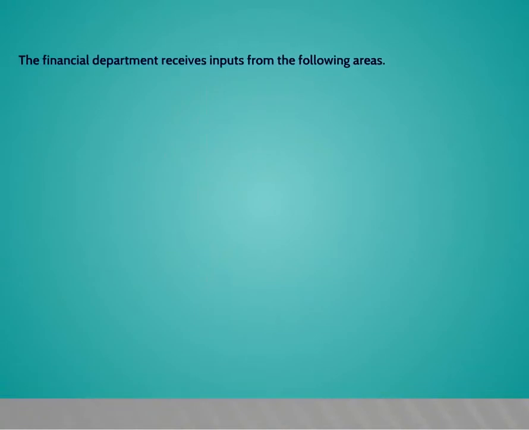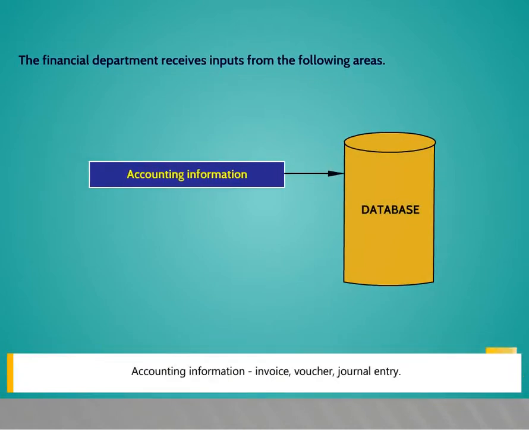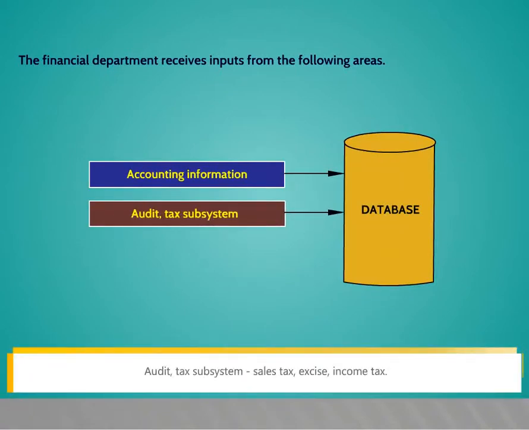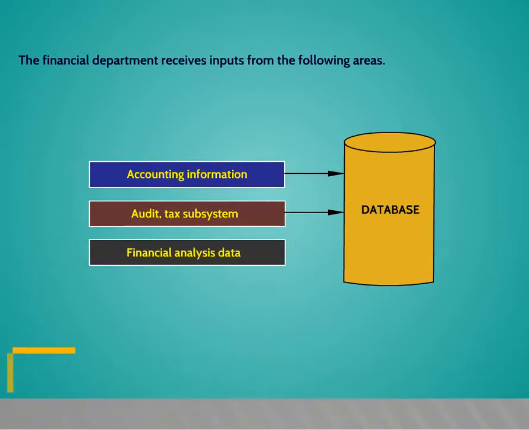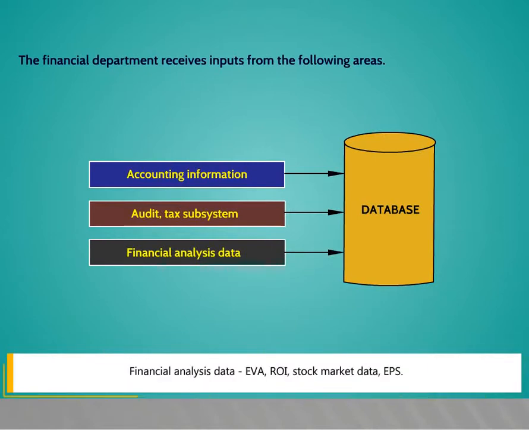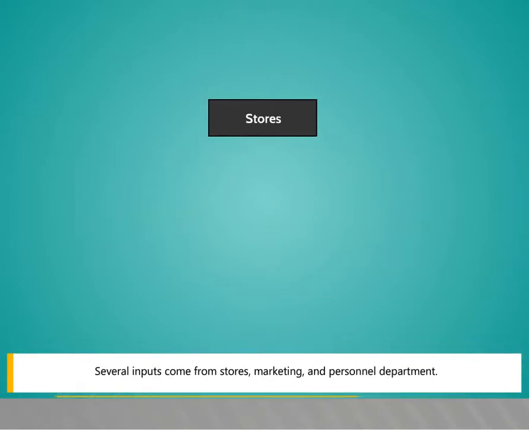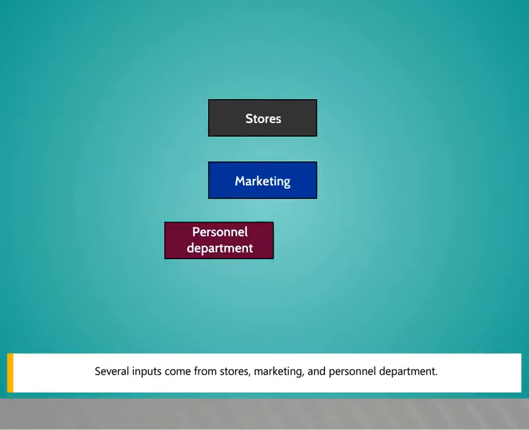The financial department receives input from the following areas: accounting information, invoice, voucher, journal entry, audit tax subsystem, sales tax, excise, income tax, financial analysis data, EVA, ROI, stock market data, EPS. Several inputs come from stores, marketing, and personnel department.